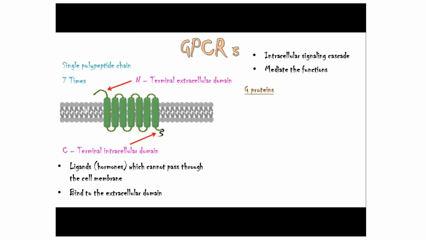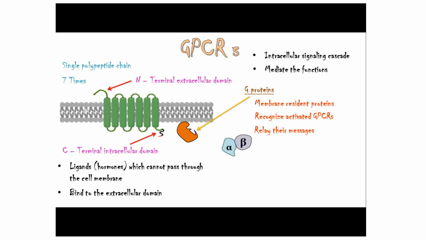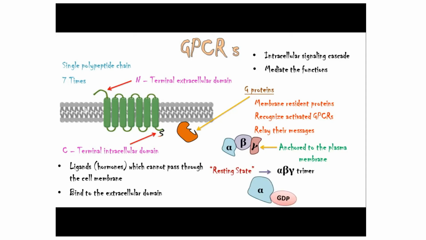G proteins are a group of membrane-resident proteins which recognize the activated GPCRs and relay their messages in order to elicit the cellular effects of the ligand. G protein consists of three subunits: alpha, beta, and gamma. The gamma subunit is anchored to the plasma membrane via a fatty acid chain. In the resting state, G protein exists as the alpha-beta-gamma trimer, which may or may not be pre-coupled to the receptor. And in the resting state, GDP is bound to the alpha subunit of the G protein.